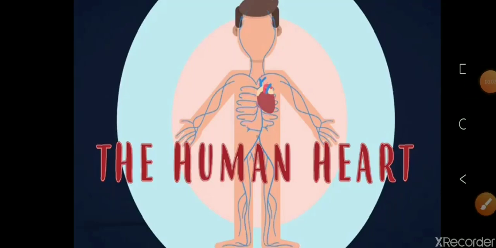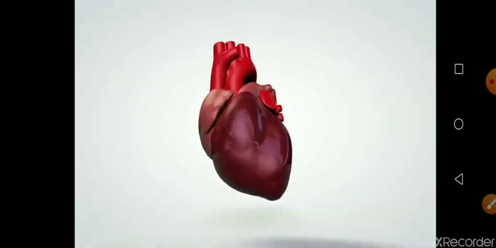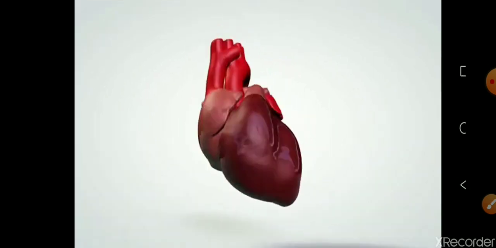In this video, we are going to talk about the human heart. Now, this is a picture of the human heart. Our heart looks like this picture. Our heart is a very delicate organ which is protected by the rib cage. It pumps the blood throughout our body. As you can see, these are some pictures of the human heart.